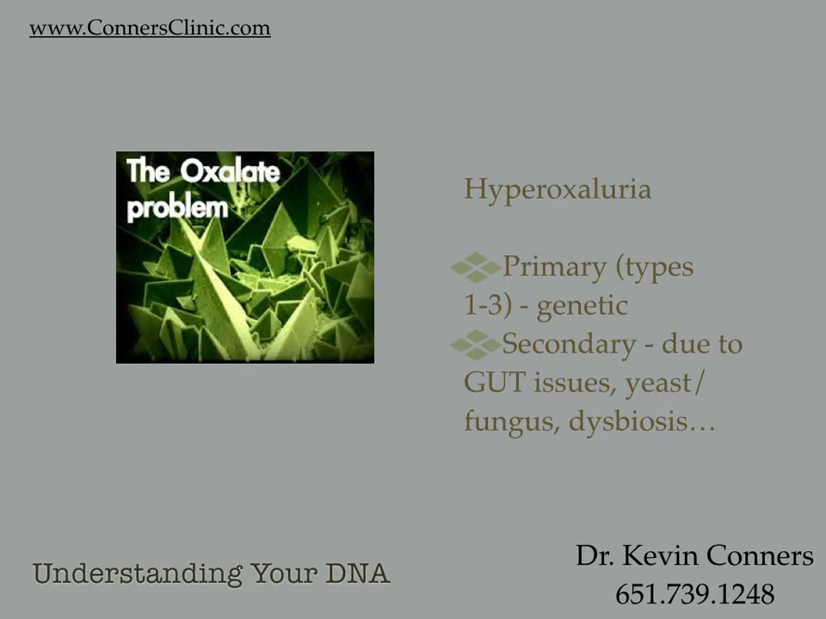So we're going to talk about the three different types of primary hyperoxaluria. Secondary has nothing to do with the genes, but has to do with gut issues: leaky gut, yeast, candida overgrowth, fungus issues, dysbiosis, from all sorts of reasons, having gut issues so that you're just absorbing a lot of oxalates through the gut. It has nothing to do with genetics, but just has to do with it passing through the gut lining from a damaged gut. So then you end up with increased oxalates in your body that way. We'll look at both of these and some solutions for both of these.